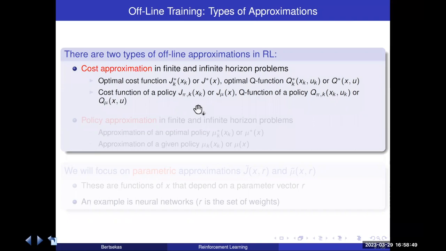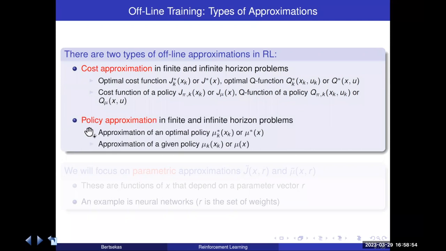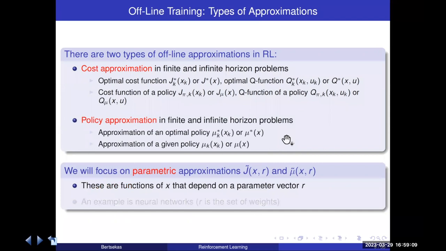So that's one type of approximation, cost approximation. The second type of approximation is policy approximation. Approximate an optimal policy in finite or infinite horizon settings, or approximate a given policy. Approximation can be done in many different ways, heuristically, pseudo-Laplace, whatever. But we are going to focus on parametric approximations, whereby we introduce parametric classes of functions depending on a parameter vector R, either in the cost approximation or in the policy approximation. And then we choose R based on training.